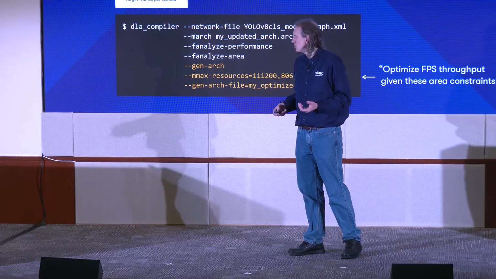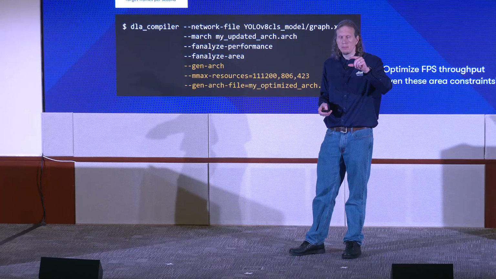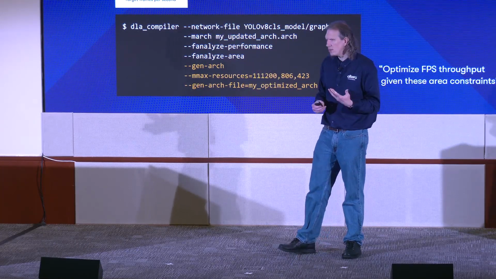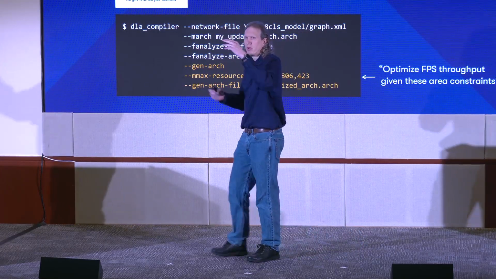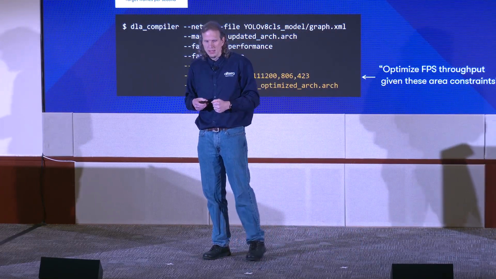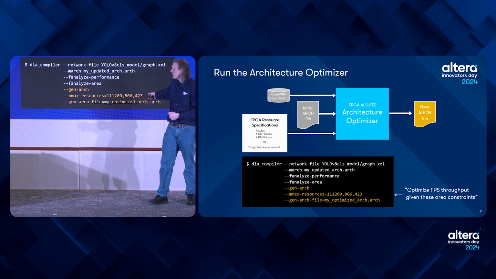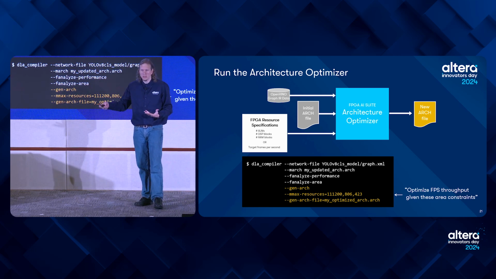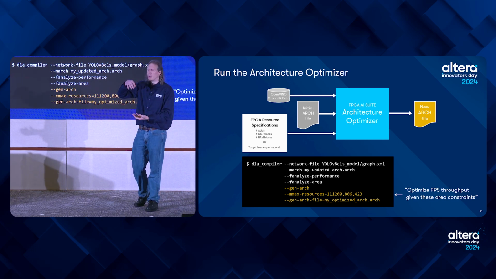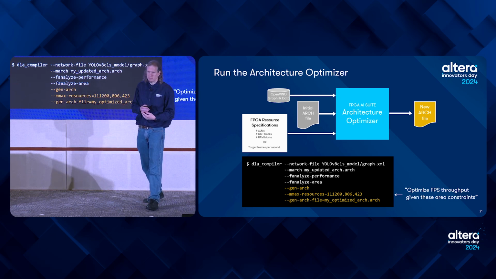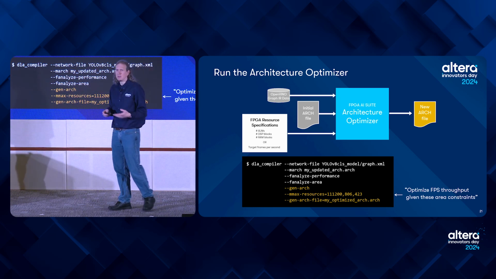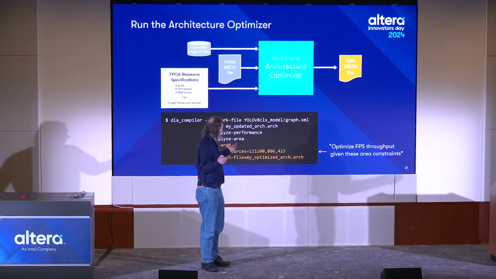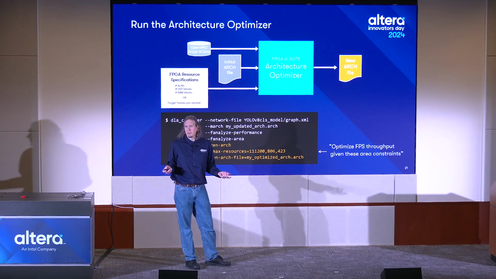We can ask the optimizer to either achieve a target performance and minimize area for that given performance, or we can ask the optimizer to maximize performance within a given area budget. In the case shown here, the second argument provides the compiler with my area budget. And so the compiler is going to run the arch optimizer and maximize performance within that specified area budget. The last option simply tells the compiler to put the new optimized arch file into an output file. Naturally, we called this my optimized arch.